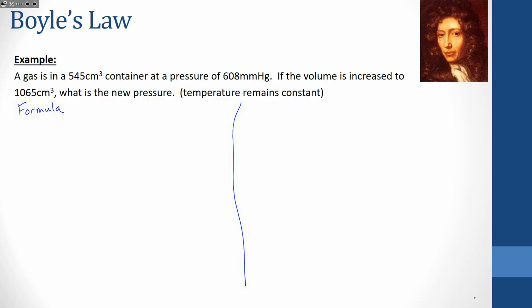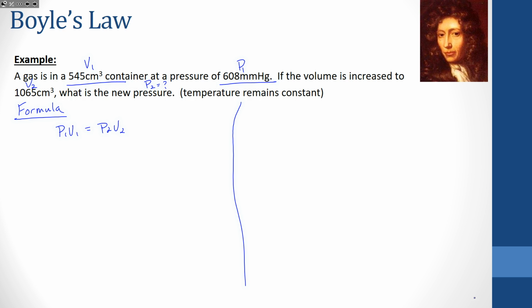So it says a gas is in this container at a pressure of 608. So we have this volume at this pressure. And then we increase the volume to this. So this is the new volume. So I'm going to call this V1 and P1, and this is V2. We want to know P2, question mark. So that's what I'm going to put. So our formula is P1 V1 equals P2 V2, right?